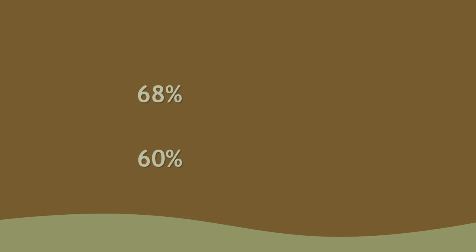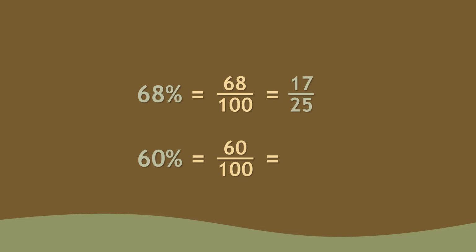Good job. Okay, let's go ahead and do 68%. So first you should have written it as 68 over 100, and then 60% you should have written as 60 over 100, and then you're going to reduce those down, and 68 over 100 becomes 17 over 25, and 60 over 100 becomes 3 over 5. Okay, you should have divided 68 over 100 by 4, and 60 over 100 you should have divided by 20.